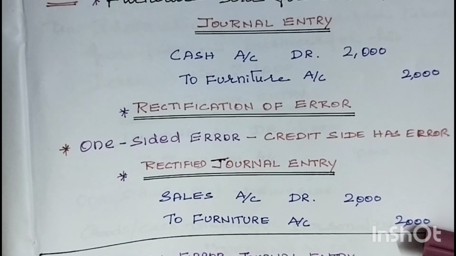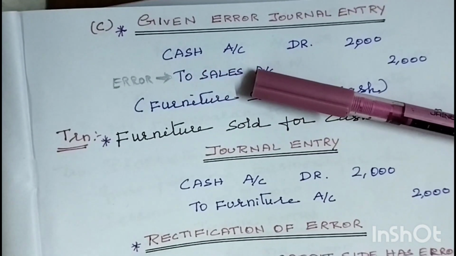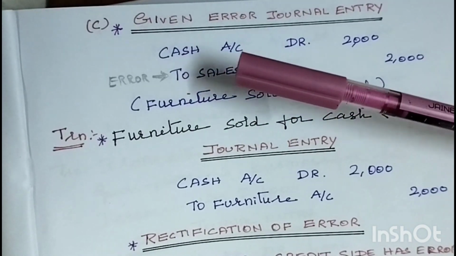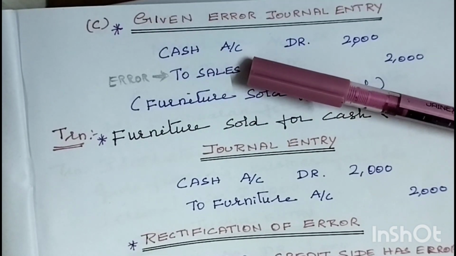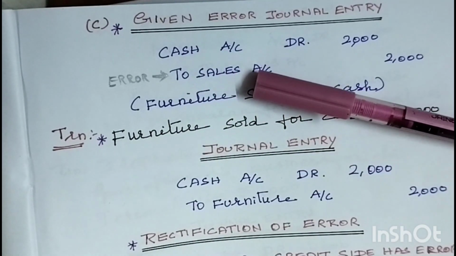Then which side has the error? Credit side has the error. We have to debit it only. The error will be rectified. Which side do we have the error? We have to enter it on the opposite side. Credit side we have the error.